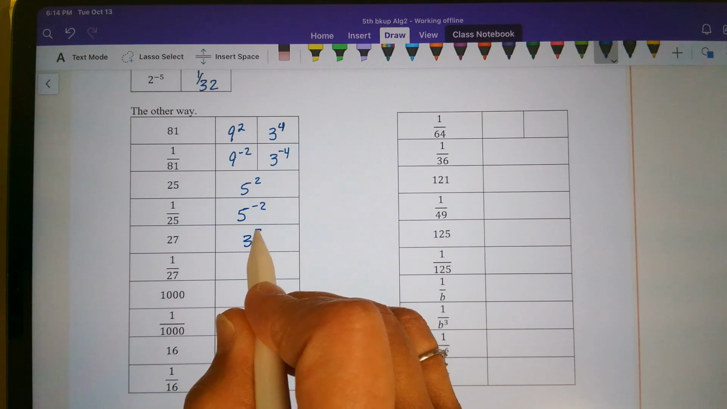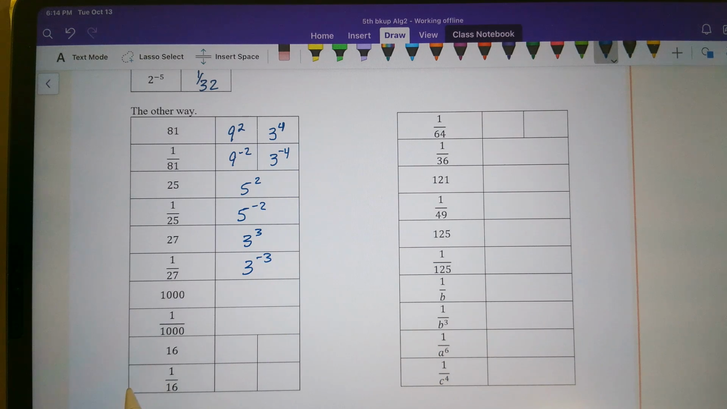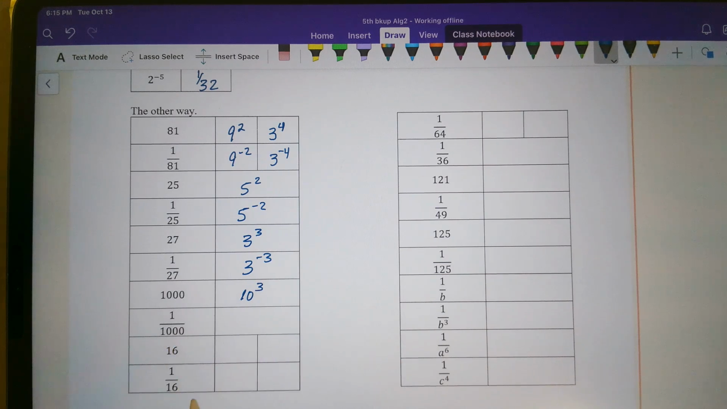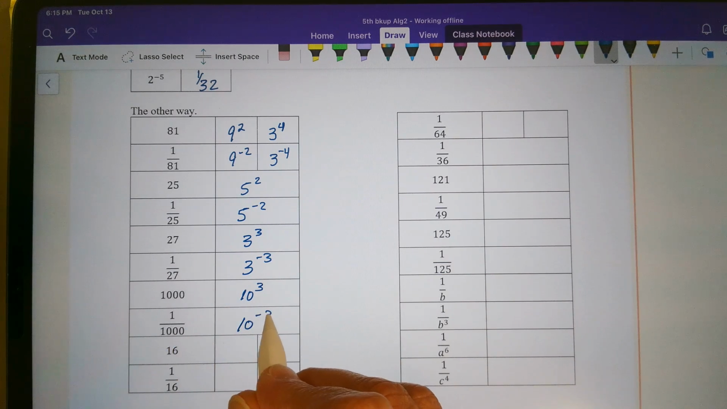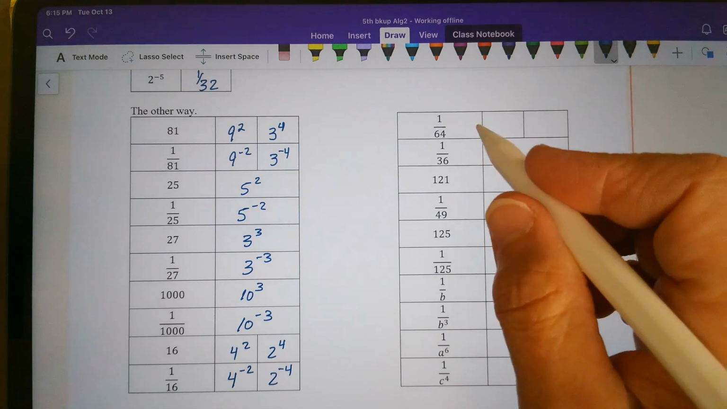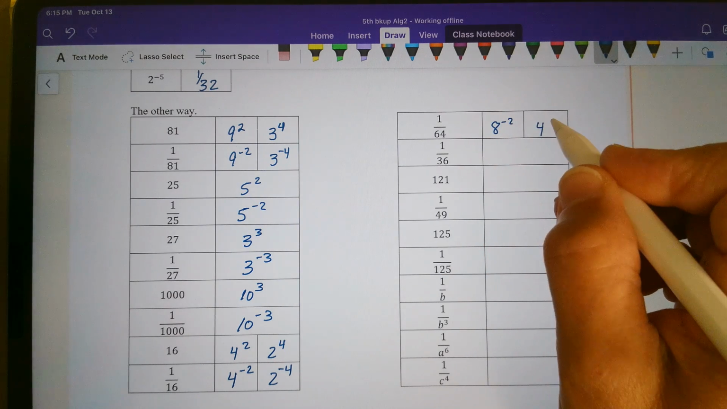27, that's 3 cubed. 1/27 would be 3 to the negative 3. 1,000, that's 10 to the power of 3. 1/1000 would be 10 to the negative 3. 16, 4 squared, or 2 to the 4th. 1/16, 4 to the negative 2, or 2 to the negative 4. 1/64, that would be 8 to the negative 2, or 4 to the negative 3.